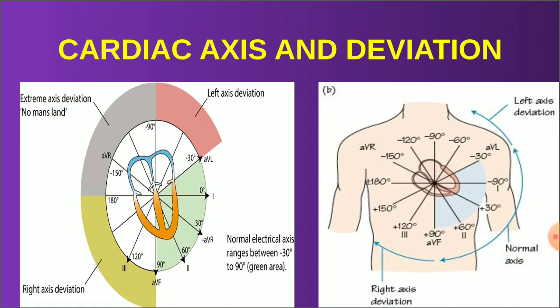Today we are going to tell about cardiac axis and axis deviation. Cardiac axis refers to the general direction of the depolarization wave, which begins at the sinoatrial node, traveling to the AV node, then to the bundle of His and Purkinje fibers to complete an electrical cardiac cycle.